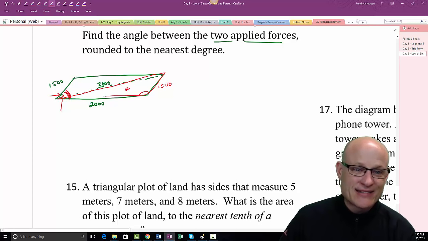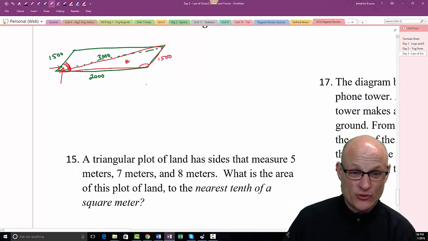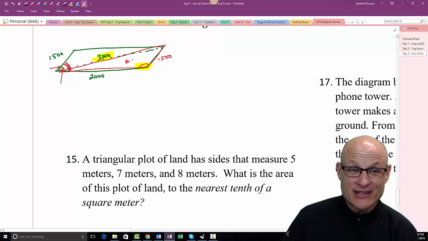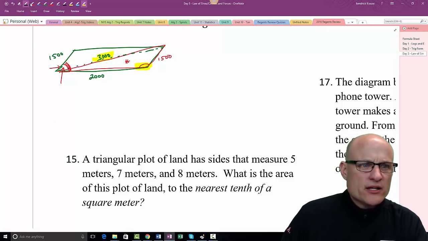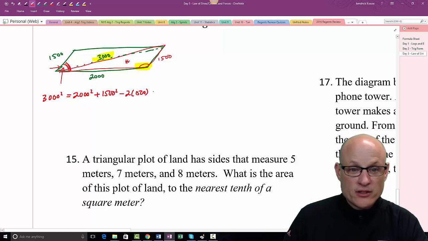And because I have sides, I have to use the law of cosines. Now, this is the hard case of the law of cosines. I want this angle right here, and because I want that angle, I have to use the side that's opposite it. So here's how it's going to work. We're going to do 3,000 squared equals 2,000 squared plus 1,500 squared minus 2 times 1,500 times 2,000 times the cosine of x. We're going to call this angle x, by the way.